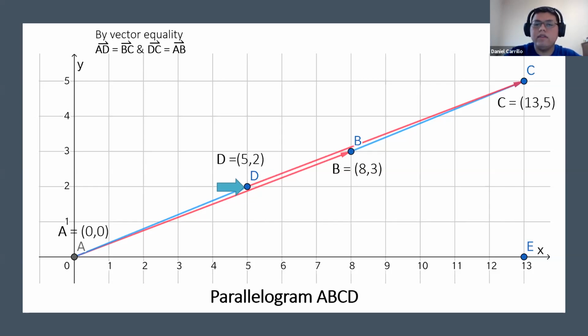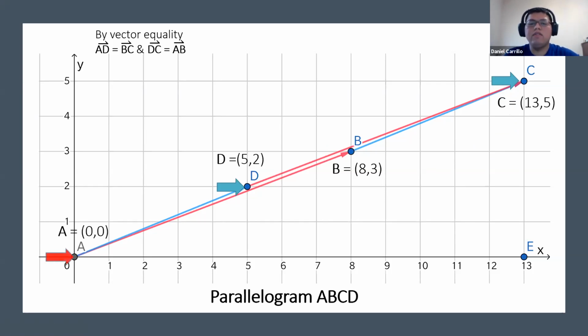Over here we do the same thing with vector BC. We measure it, and based on rise over run, we need to go 5 units to the right and 2 units up. When we connect those two points, the starting and ending points, we get vector BC. Therefore, we can say that vectors AD and BC are equal.